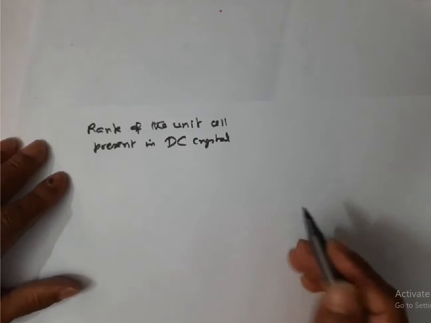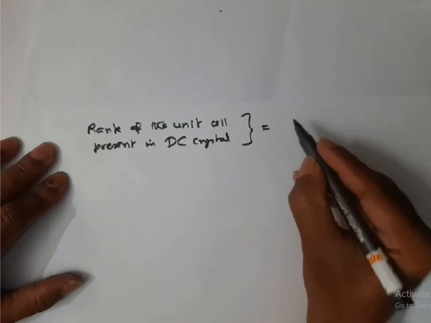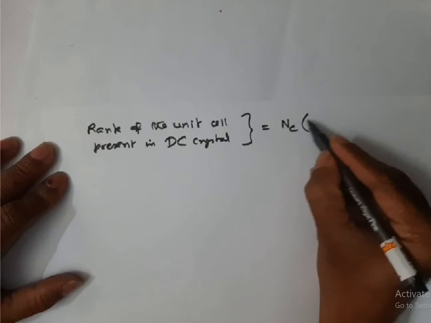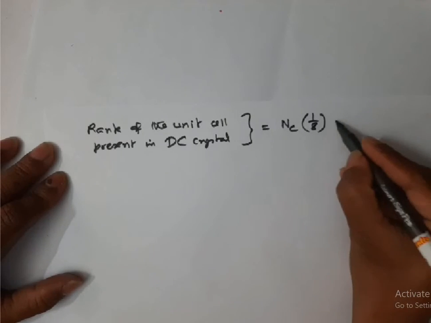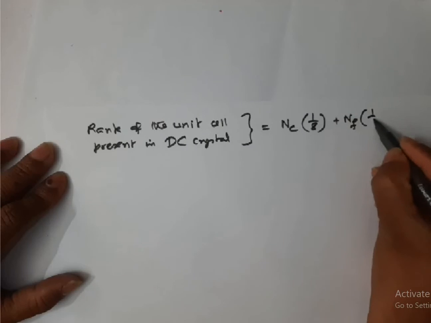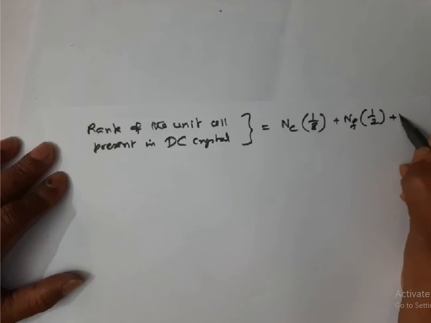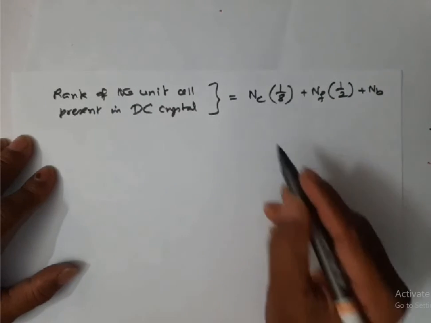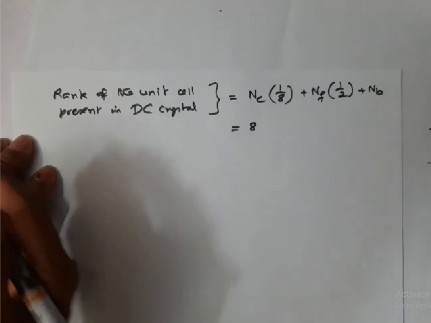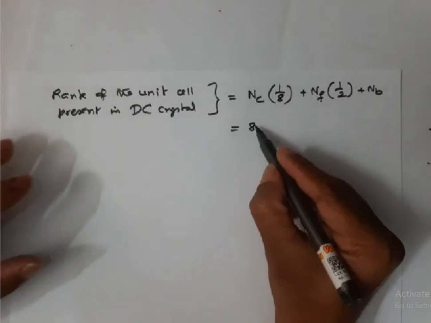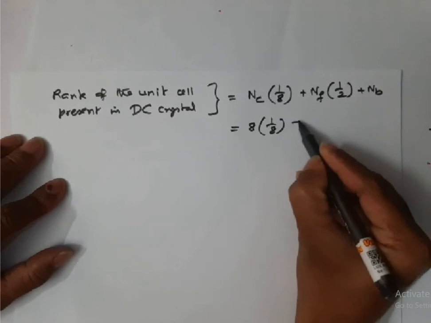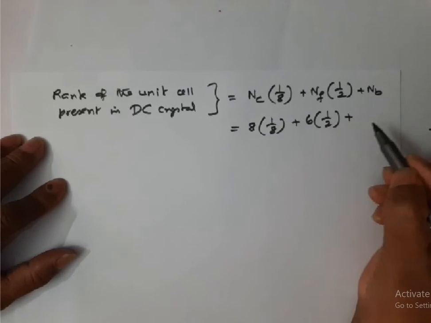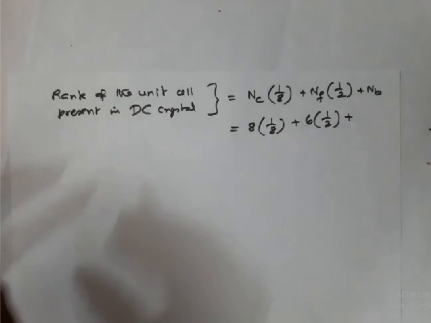How to calculate the rank? Very simple. We have corner atoms. You know very well, in a cube, corner atoms are shared by 8 unit cells. We have face center atoms. Face center atoms are shared by 2 unit cells, so you multiply 1 by 2. Then take the body centers, add them as such. This is the formula for rank. Now, how many corner atoms are there? Since it is an FCC unit cell, we have 8 corner atoms. So 8 into 1 by 8 plus we have 6 faces, so 6 face center atoms into 1 by 2 plus we have 4 atoms inside the unit cell.